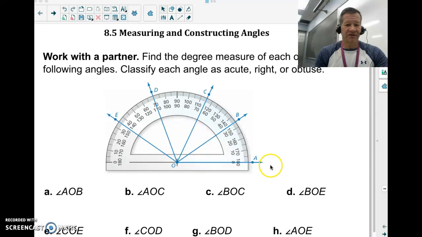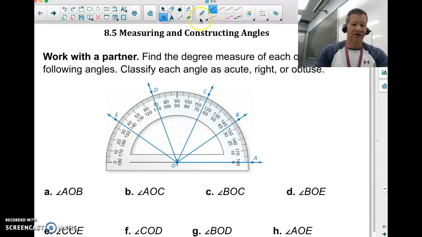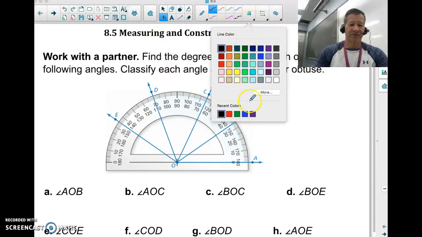Section 8.5, we're going to do a little exploration first. We're going to measure some angles using a protractor. So you see here, we're going to find the degree measure of each of the angles, and we're going to classify them as being acute, right, or obtuse. Now, if you forgot what those words acute, right, and obtuse meant, let's define them real quick.